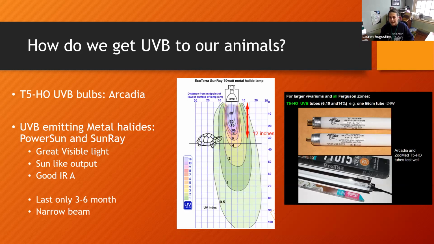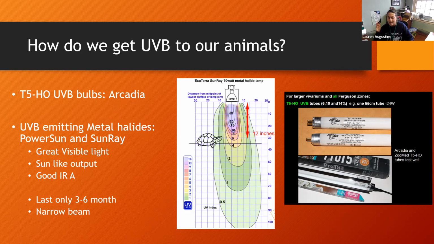There are lots of bulbs out there that are touting their UV output and UVA or UVB. For me, I'm really a big fan of these Arcadia light bulbs. They've been tested a lot, and they put out a really great range of UV for our animals. Also, UVB emitting metal halides like Power Sun and Sunray are also good.